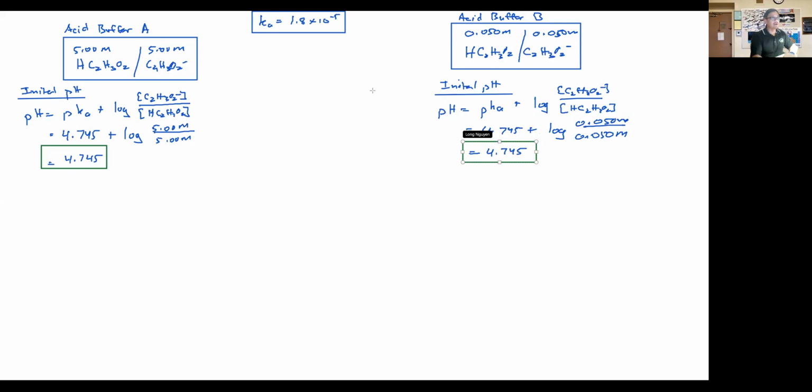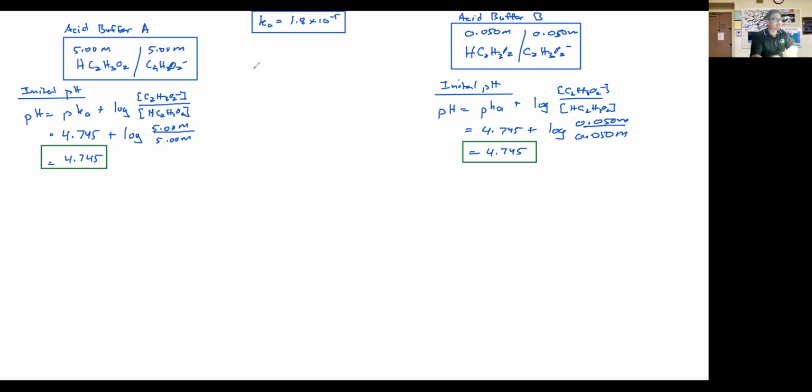Okay, keep that in mind as we work through this, because now what we're going to do is add an equal amount of acid to both solutions. We were told that we're going to bubble in 0.10 moles of gaseous hydrochloric acid in 1 liter.